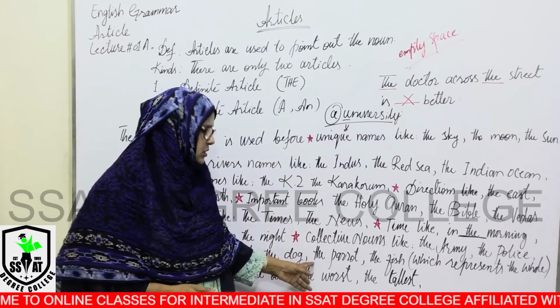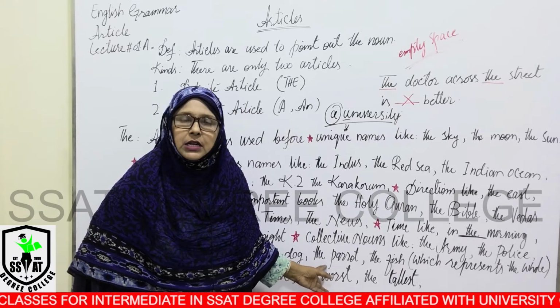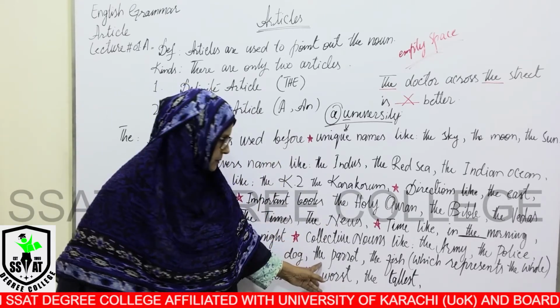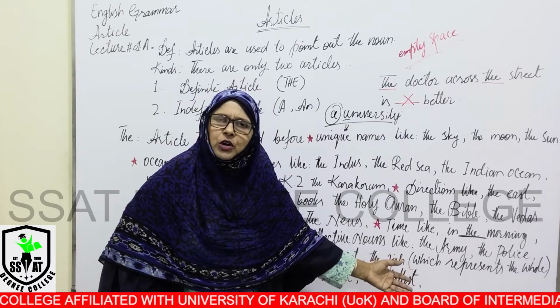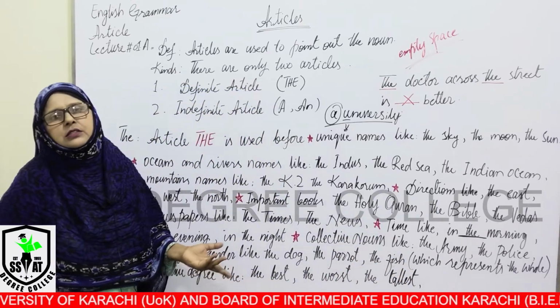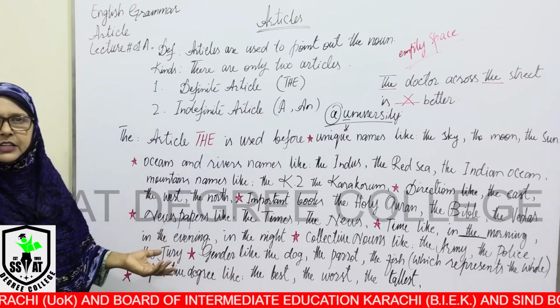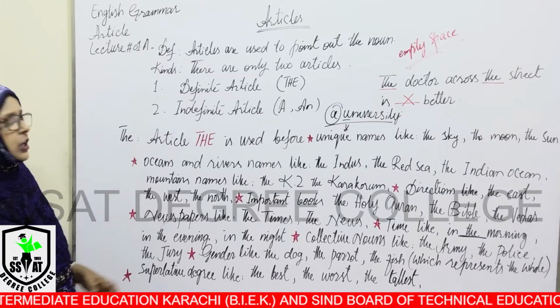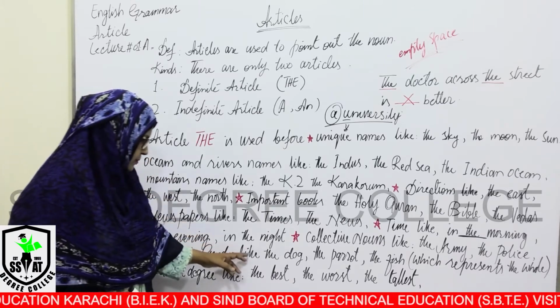And the worst, बुरा तरीन, बदतरीन, ख़राब. The best, बेहतरीन. The worst, बदतरीन. The tallest, the smallest, the shortest, the longest. These are the degrees of adjective, and this is the superlative degree. So where we use the superlative degree, we use the article the, right?